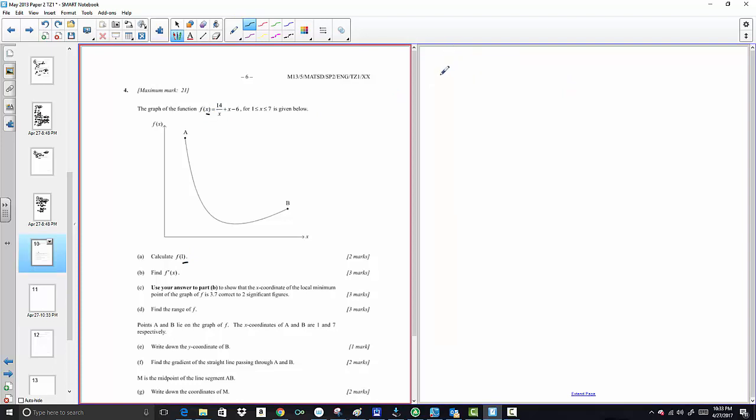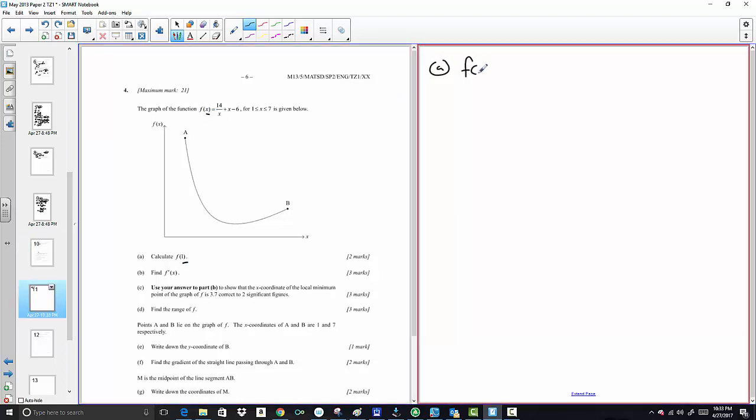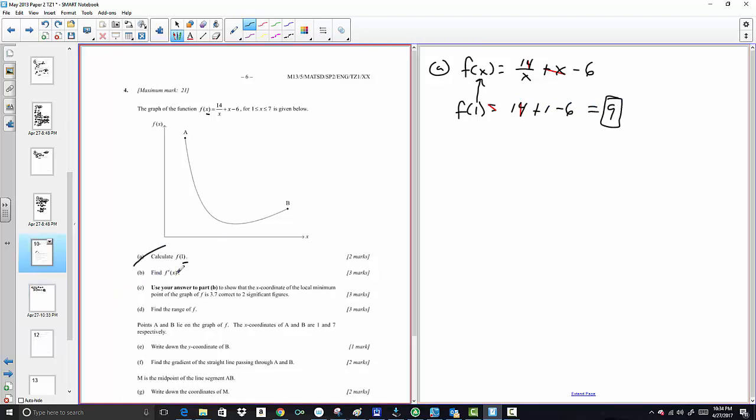So I'm going to write f of x. I'm just going to copy it really quick because I like to see what I'm doing, plus x minus 6, right? Now they want f of 1. So they're going to plug in 1 for x. So everything you see x here is a 1. So 14 over 1 is 14, plus 1 minus 6, that's 15 minus 6, which is 9. So that's the answer for that one. Very straightforward. Okay, find f prime.